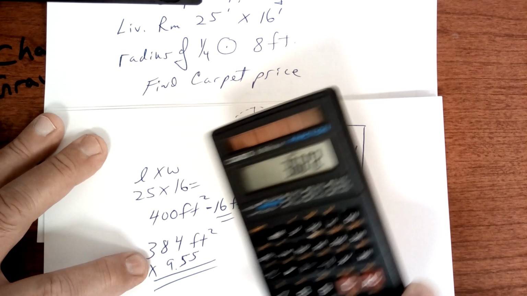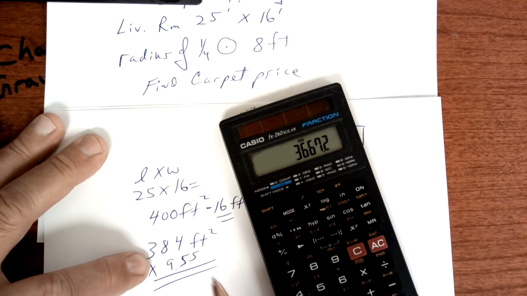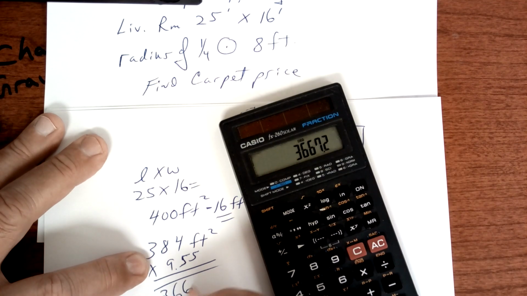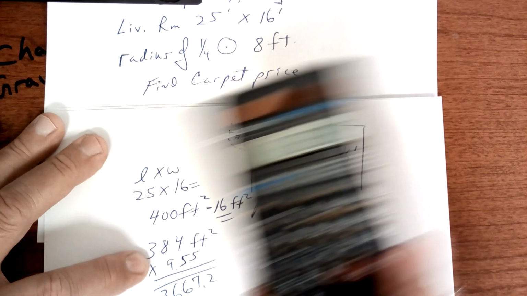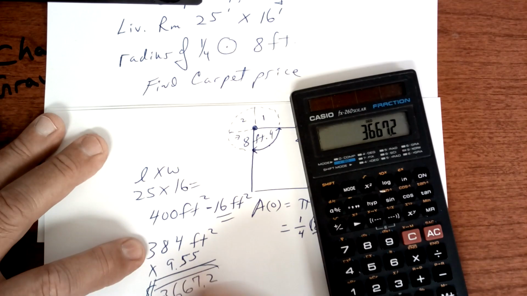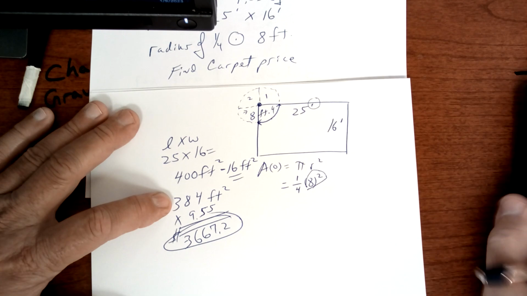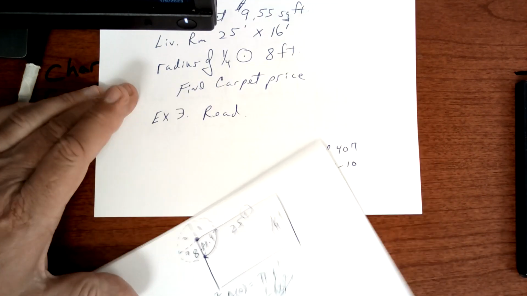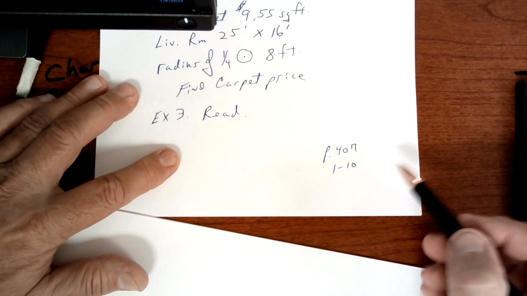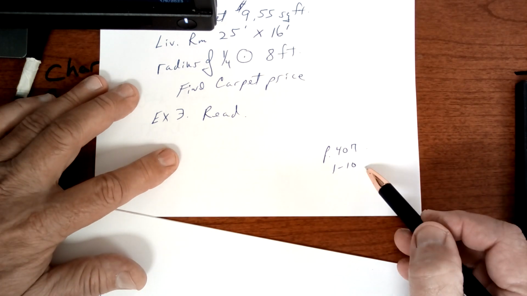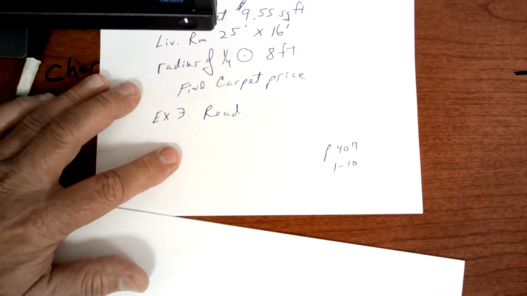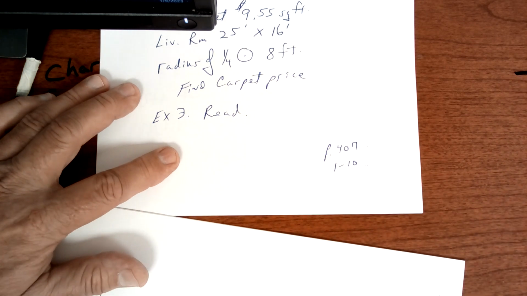So 3667.2. So it's almost $4,000. Okay? Anyhow, that's how you do it. I want you to go ahead and read example 3 and then work 1 through 10 on page 407. Make sure you paraphrase the question. Show me some work and check your answer in the back.